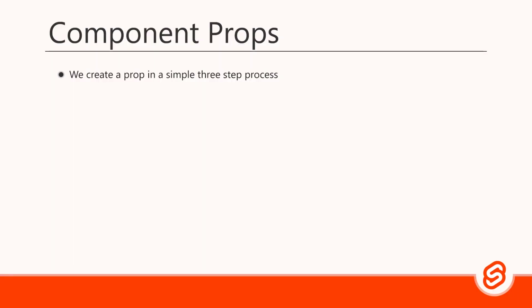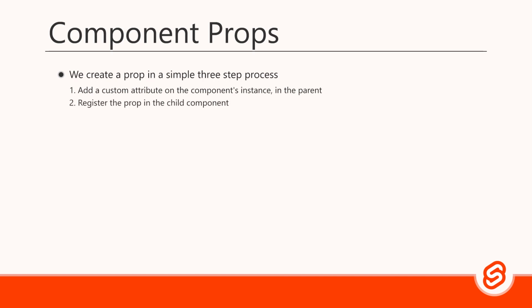To create a prop in Svelte, we follow a simple three-step process. Step 1, we add a custom attribute on the component's instance in the parent. Step 2, we register the prop in the child component. And step 3, we use the registered prop in the child component.